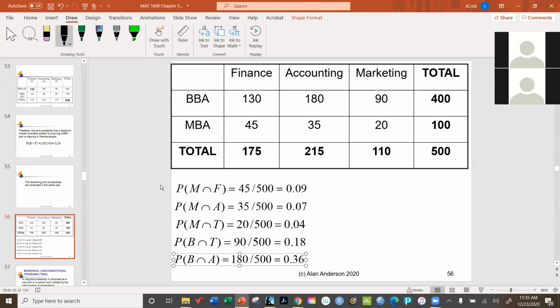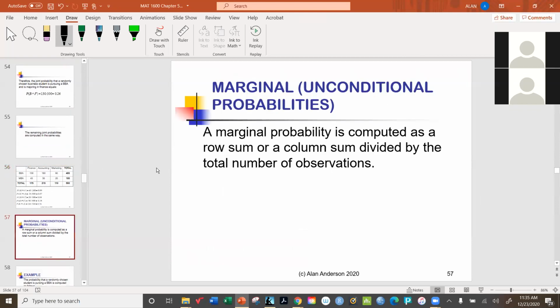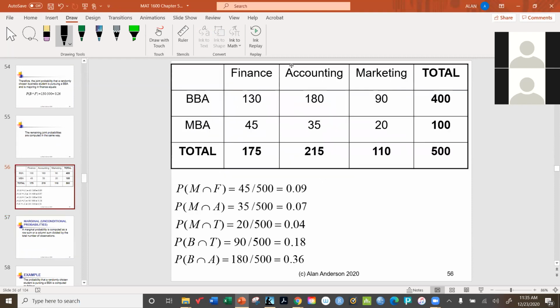Why, yes, there are, now that you mention it. What about these totals? What's going on with those? Those are known as either marginal or unconditional probabilities. These refer to the sums, the row sums and the column sums. Okay, so we'll see a few examples in a minute. In fact, I'm going to copy this table, make it easier for us.